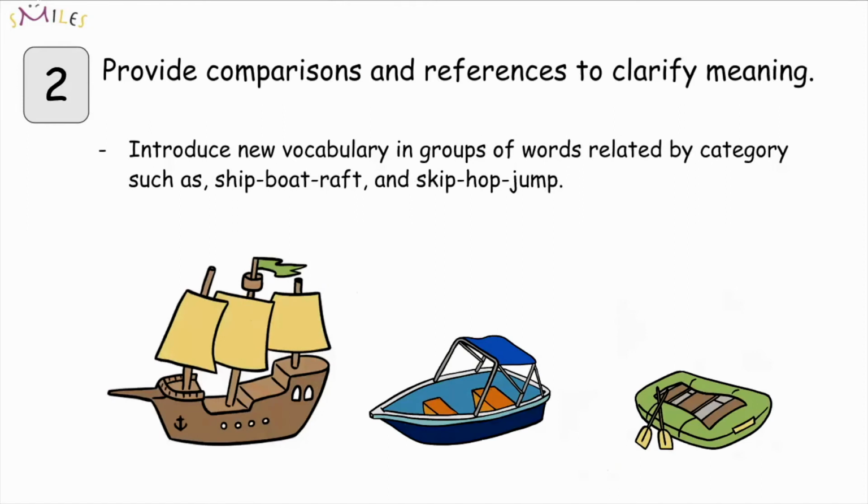Words can also be grouped related by category. For example, water transportation vehicles. Relating ship to boat to raft helps the student better understand the meaning of each, particularly when they're compared to each other. This also applies to verbs, such as skip, hop, and jump. They're related, but they're different. Introducing them together or comparing them helps students better differentiate between the 3 words.